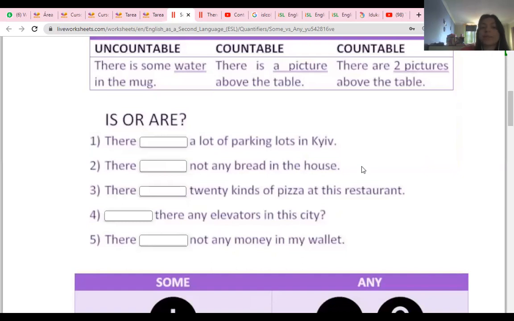In this part, we have to recognize in these sentences if it is is or are. Okay? There is a lot of parking lots in Kyiv, or there are a lot of parking lots in Kyiv. Okay, in this part is there are, because we have a lot of parking. There are.